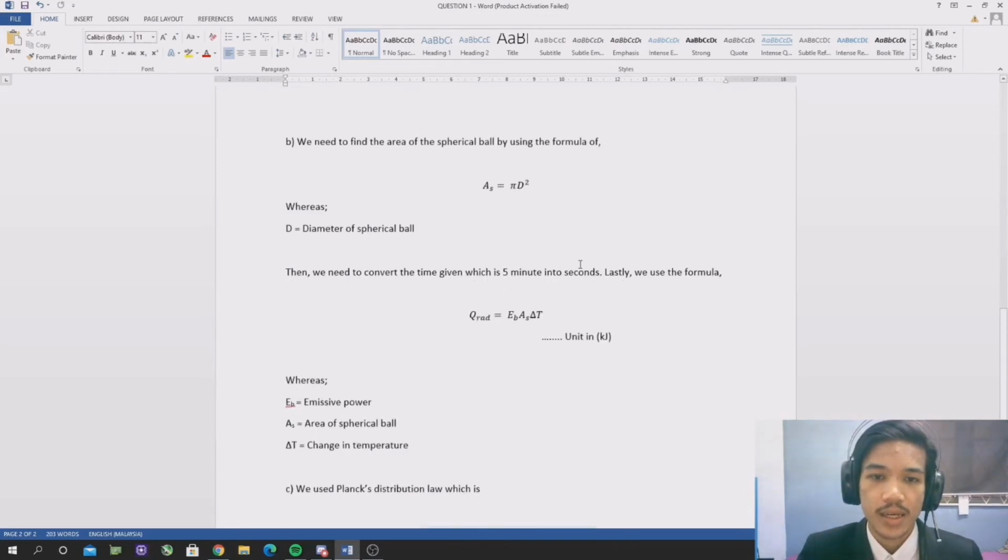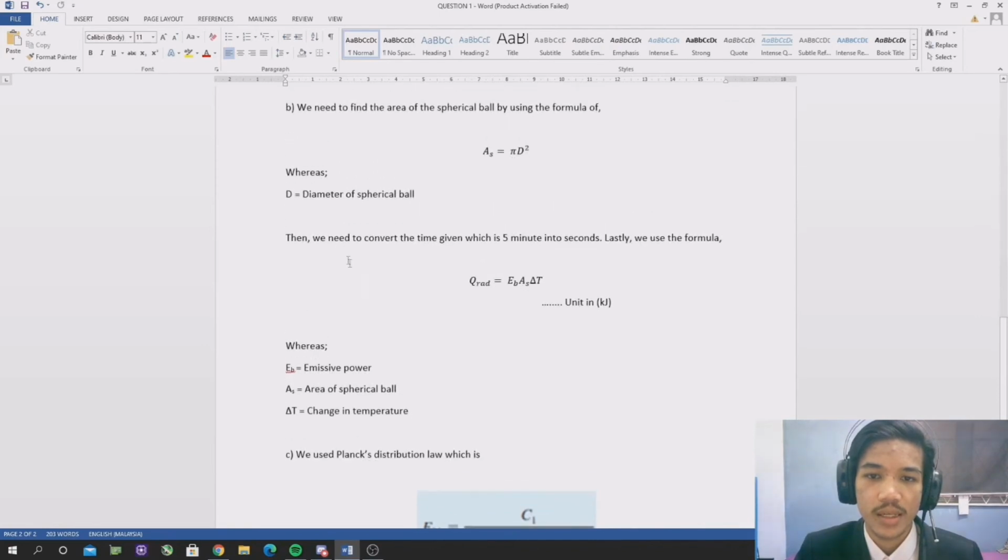And then the second question asks us to find the Q radiation. So before we find the Q radiation, we need to find the area of the spherical ball by using the basic formula of area for a sphere, which is pi d squared, where d is the diameter of the spherical ball. And then the question also gives us the time, which is 5 minutes. So we need to convert it from minutes to seconds.